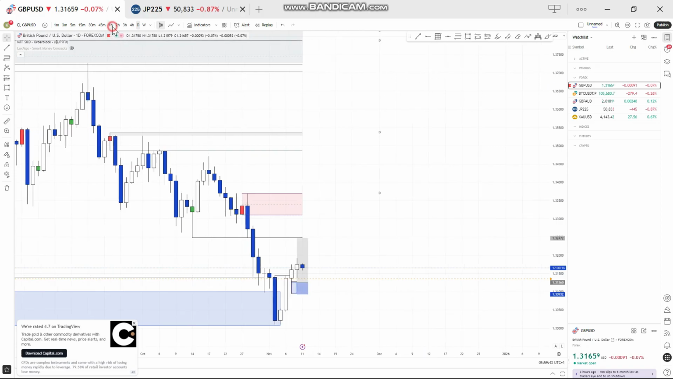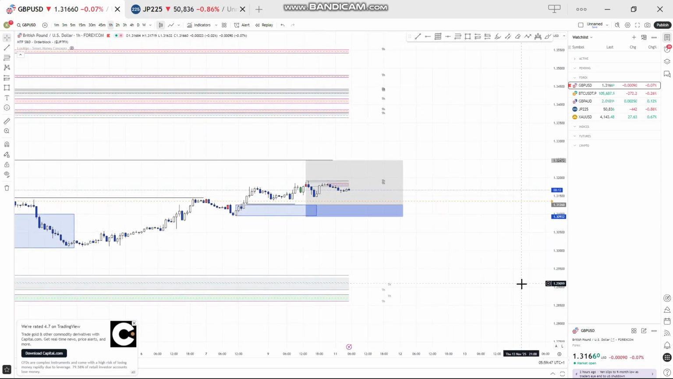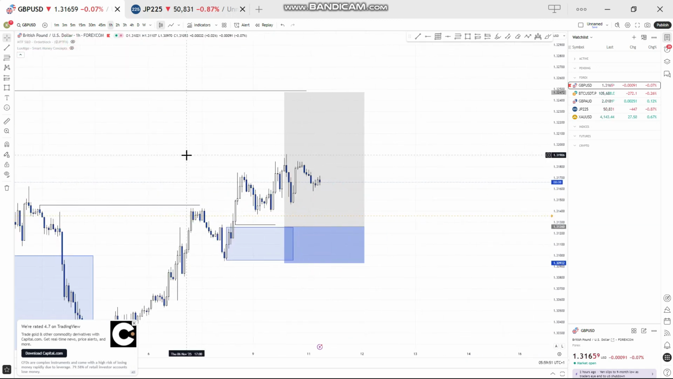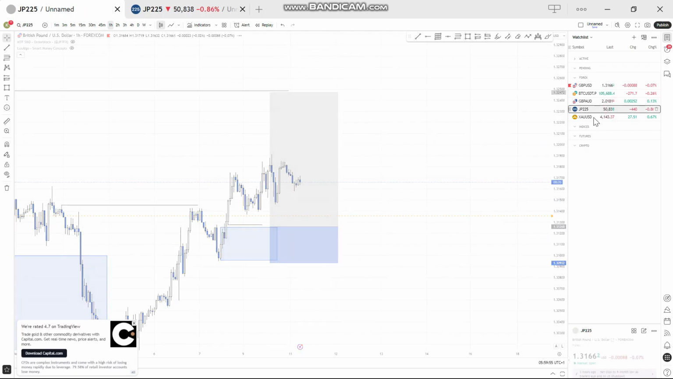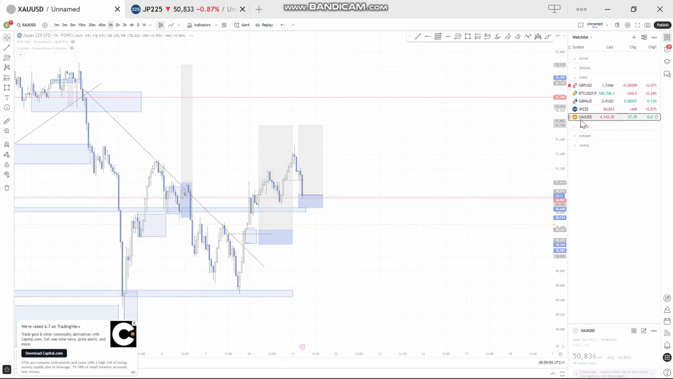GBP USD. This is the daily time frame. So GBP USD on 1 hour. I'm still holding that zone. Still holding the zone, to see what could happen, what could come of it. So that's what we have.